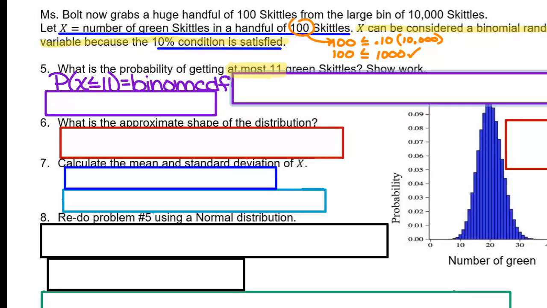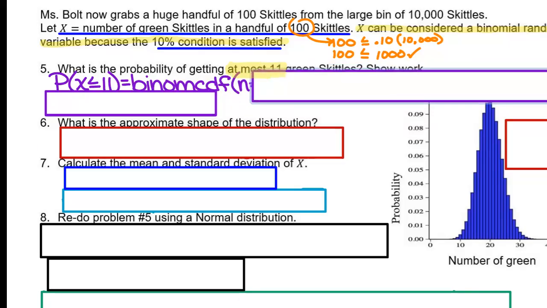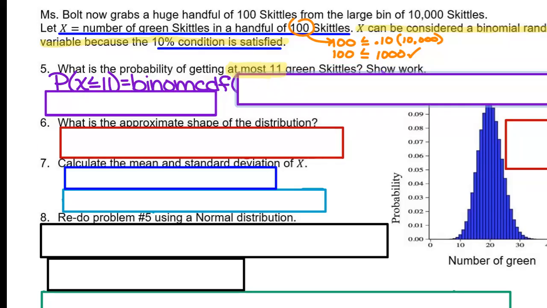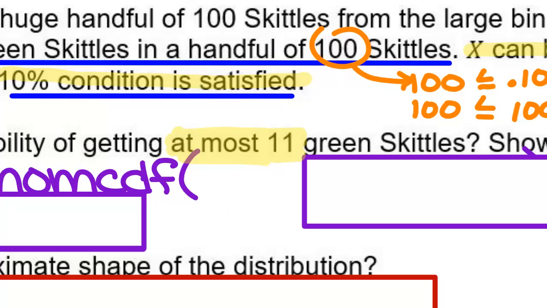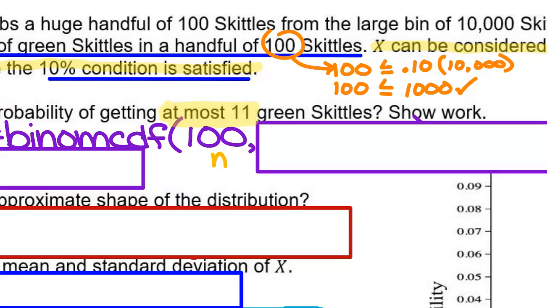All right, so what are the 3 parameters that we need to feed into the calculator? We're going to put that inside parentheses here. What is my N here? It's how many trials, which is 100, because we grabbed a fistful of 100. Typically I will have this, and then I will have the N underneath it like this. All right, so we have our number of trials. That's the first number we feed into it.